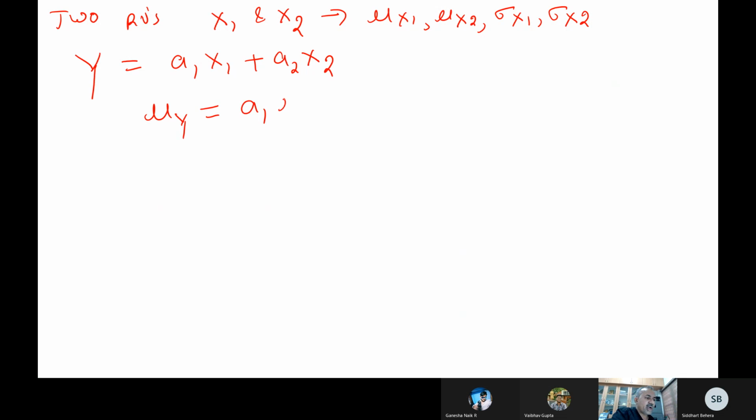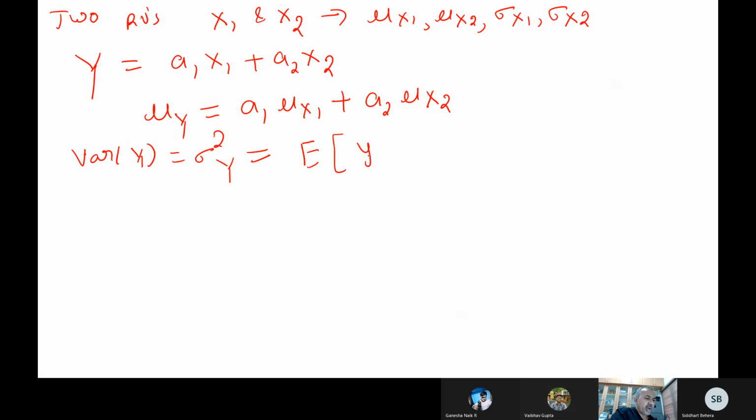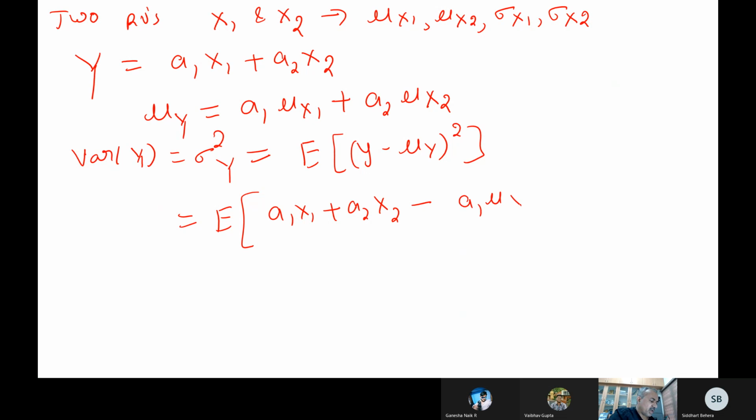So this automatically is a1 times mu x1 plus a2 times mu of x2, and the variance of y, which is sigma square of y. So you prove all those details. The expected value of y minus mu of y whole square. You have to substitute all those terms. Tell me what do we get finally? Can any of you calculate? See, y is a1 times x1 plus a2 times x2 minus a1 times mu of x1 plus a2 times mu of x2. So you have to do all these calculations.